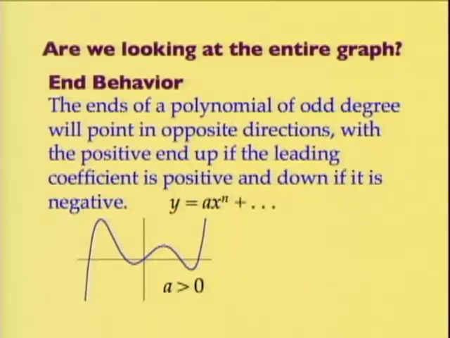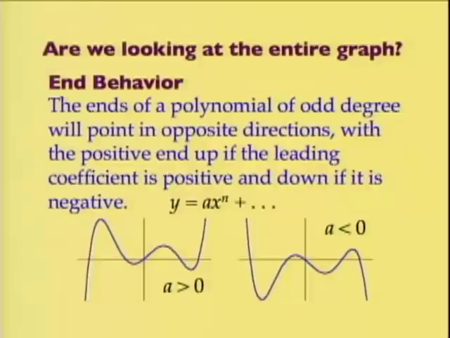And then if the a happens to be negative, it'll flip it around. You've got John Travolta over to this side. Okay, odd degree, different ends. That helps you spot if you're graphing something that's odd degree, but in your graphing window both ends are going in the same direction, you need to expand your window. You don't have everything you need to see there.